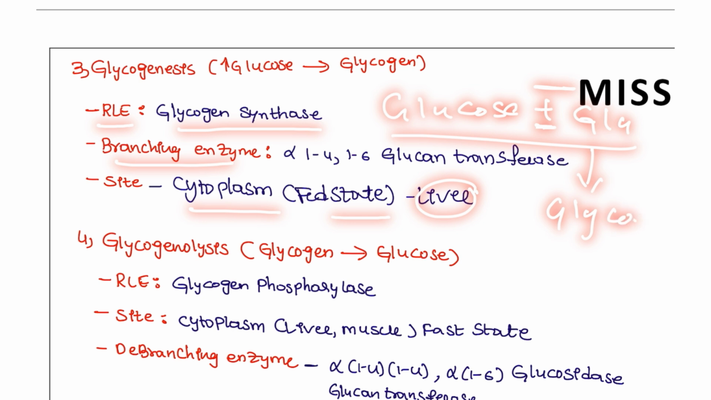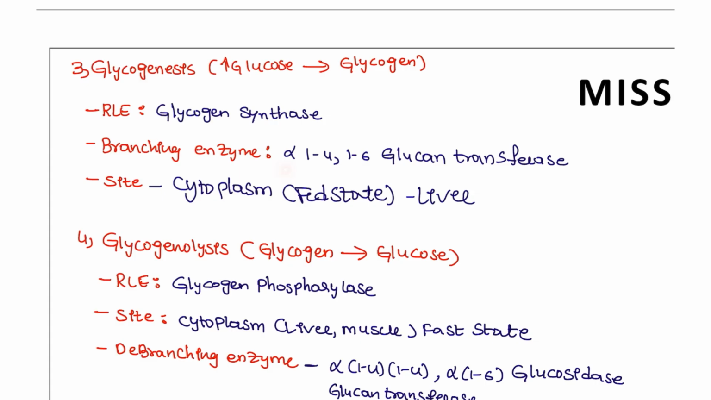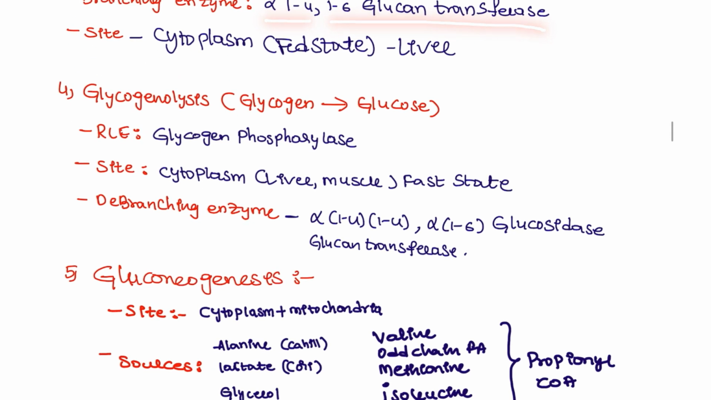Right? For glycogen, we need the branches. For this branching only, we are going to use the branching enzyme. What is this branching enzyme? Alpha 1,4 alpha 1,6 glucan transferase is the branching enzyme to make the glycogen. Next, glycogenolysis. Glycogen is breaking down into the glucose.